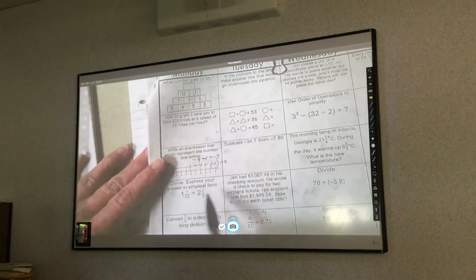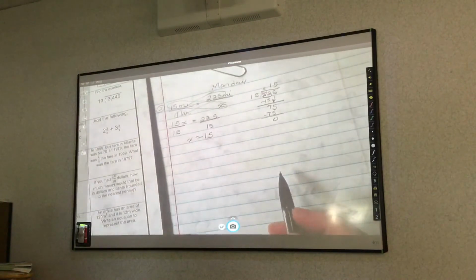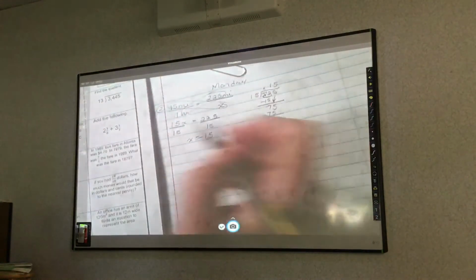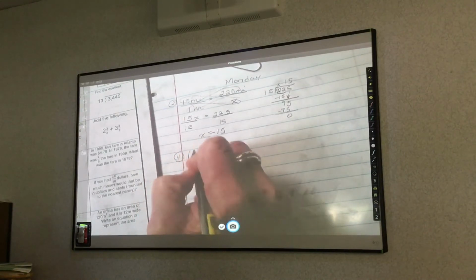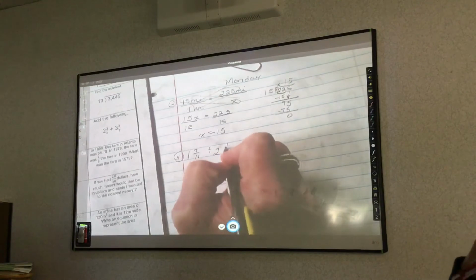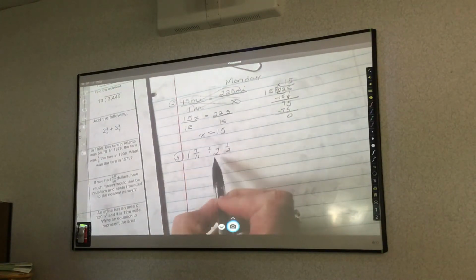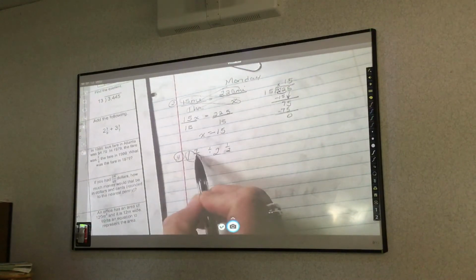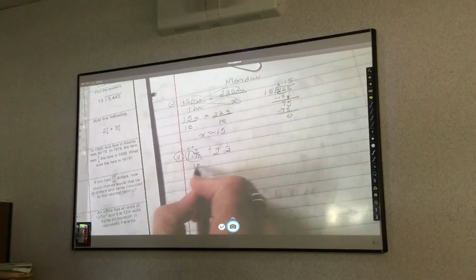Divide, express your answer in simplest form. We have been doing these now for days and days and days. So you should be able to write it out and have these done. So 1 and 7/11 divided by 2 and 1/2. Change the mixed number to an improper fraction. 1 times 11 is 11. 11 plus 7 is 18 elevenths.